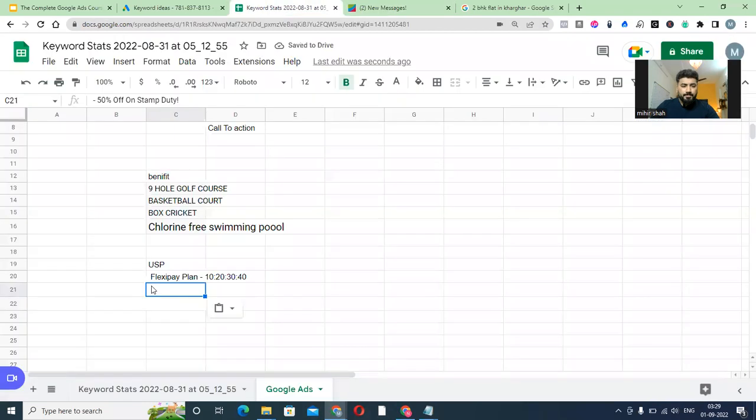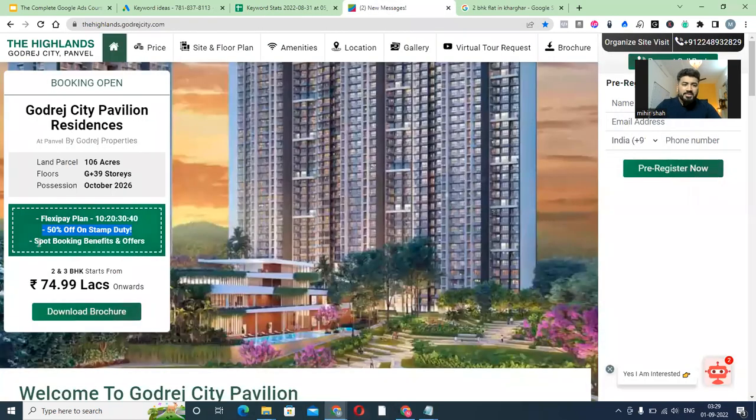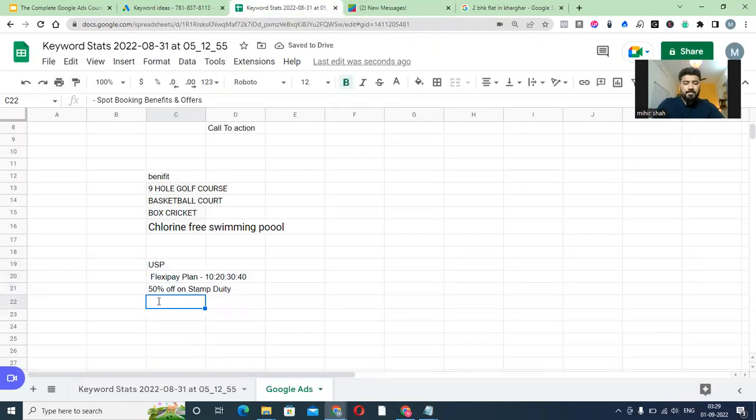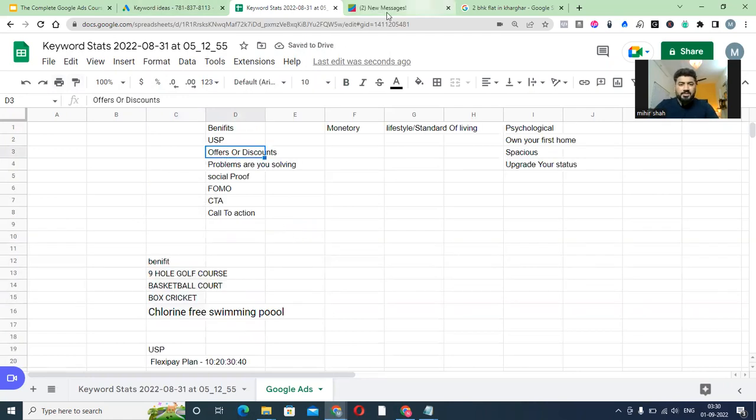Okay, this is weird. For some reason this is not taking. All right, I will just quickly type it up. 50% off. Maybe there's an issue with the text color. All right, awesome. And finally, spot booking benefits and offers. So you have offers on. I've pulled out a couple of USPs, offers and discounts. Again, 50% off can also come under offers and discounts, so we can use it interchangeably.